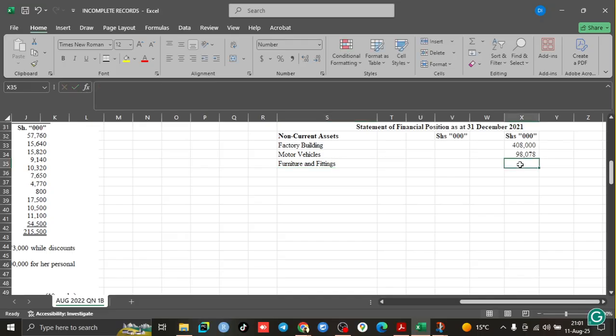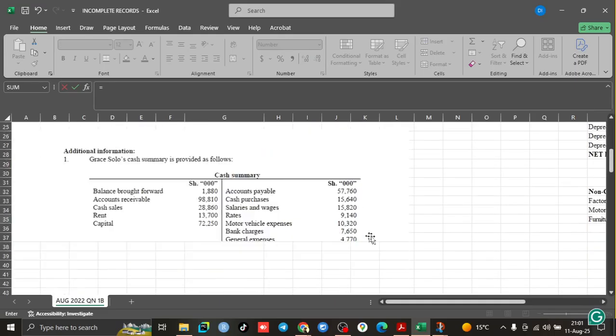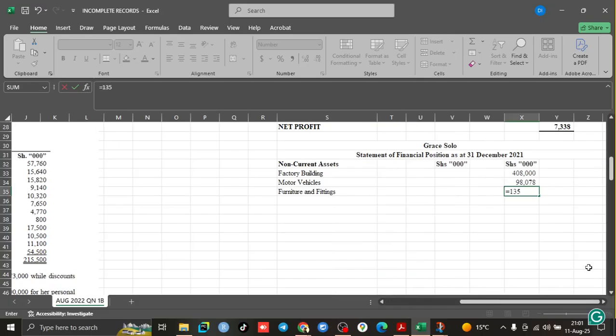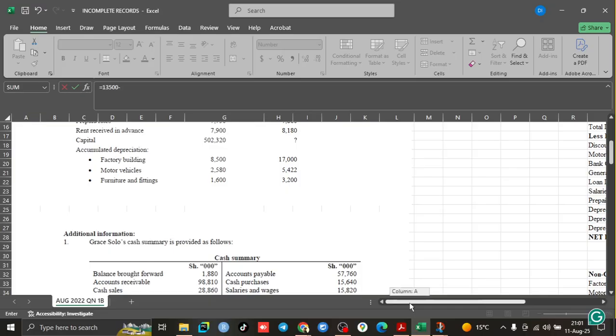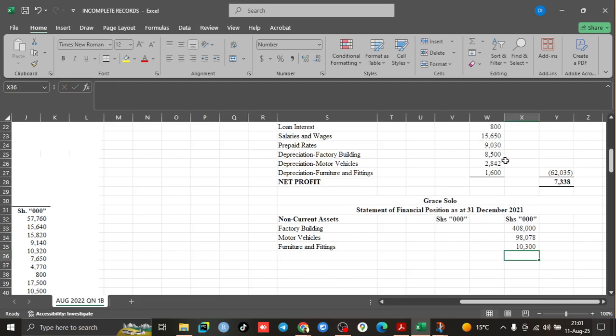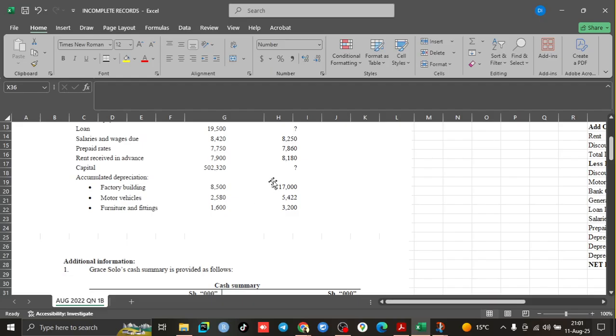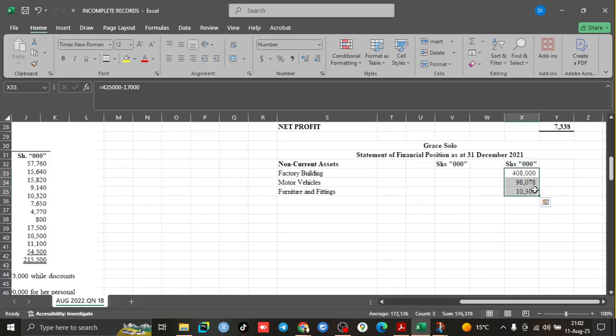Furniture and fittings, the cost was 13,500 minus depreciation of 32. You might wonder why I don't minus the depreciation for this year. The reason is that this year's depreciation is already included in this accumulated depreciation, so it is already included in this total for the end of the year. That's why I don't deduct it again. So that's why I minus the totals there. Then I can get my total non-current.